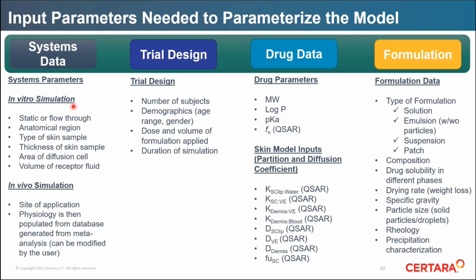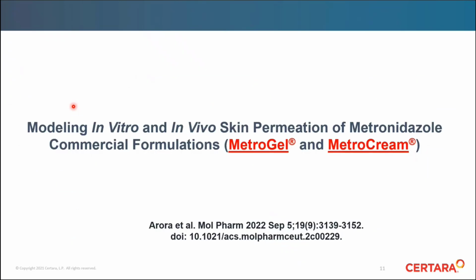And finally, you need information about your formulations. So what's the composition? What is the drying rate? If there are any changes happening in the rheology, if the drug is getting precipitated. All those kinds of understanding are needed to put everything together. So I'm now going to show you how we used this workflow of dermal IVIVE to predict in vivo skin permeation of metronidazole from two commercial products, MetroGel and MetroCream.